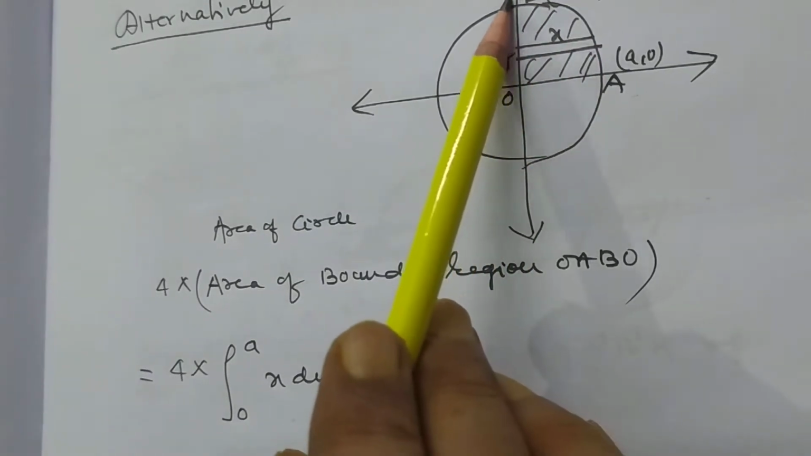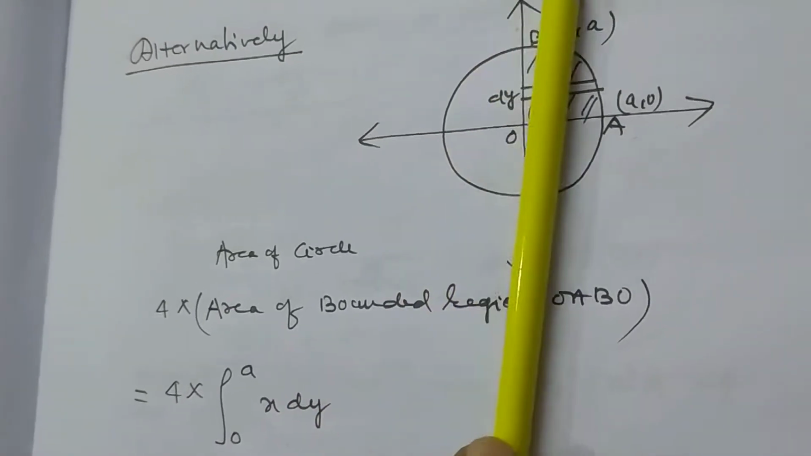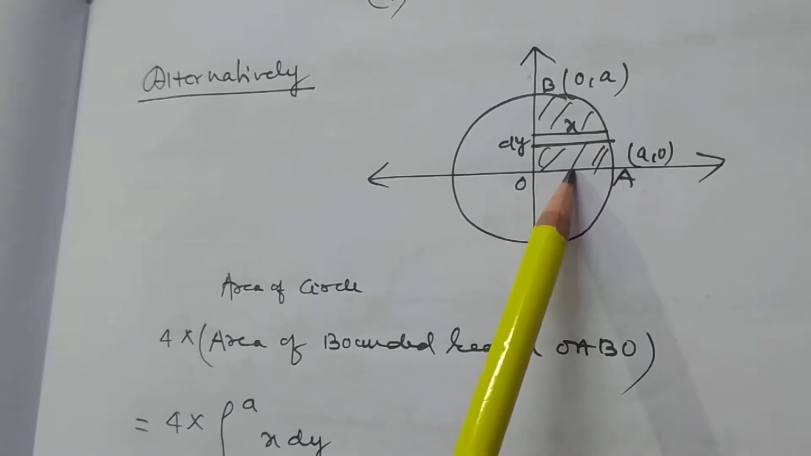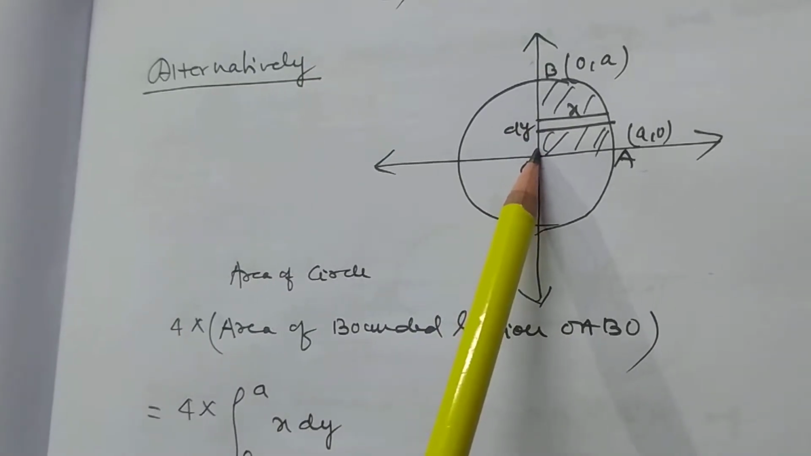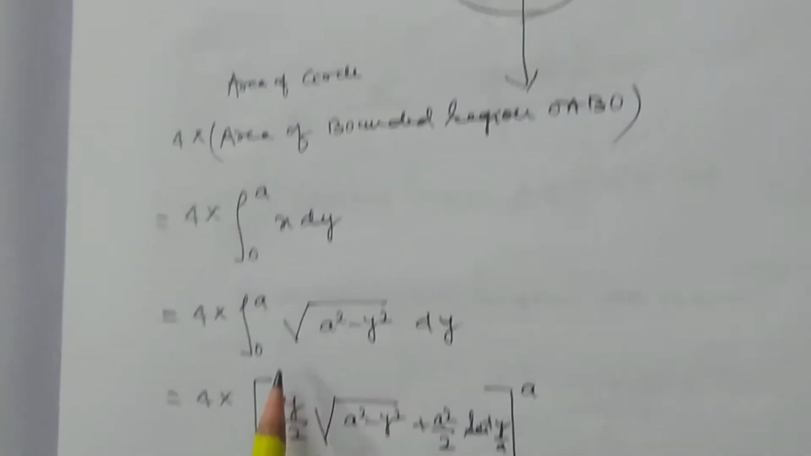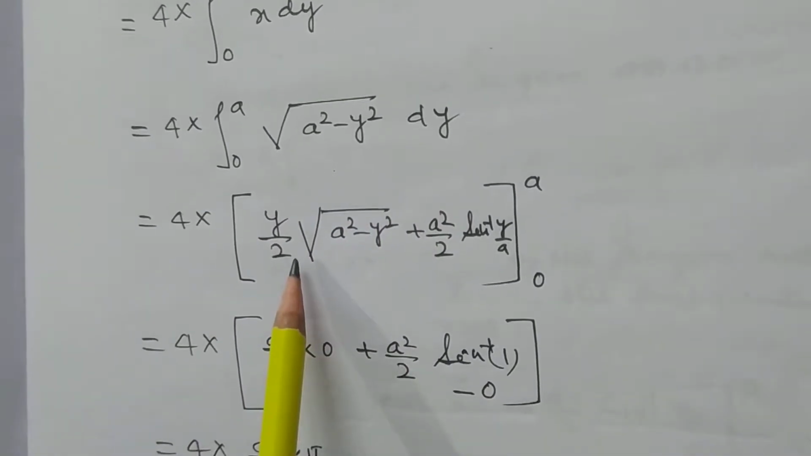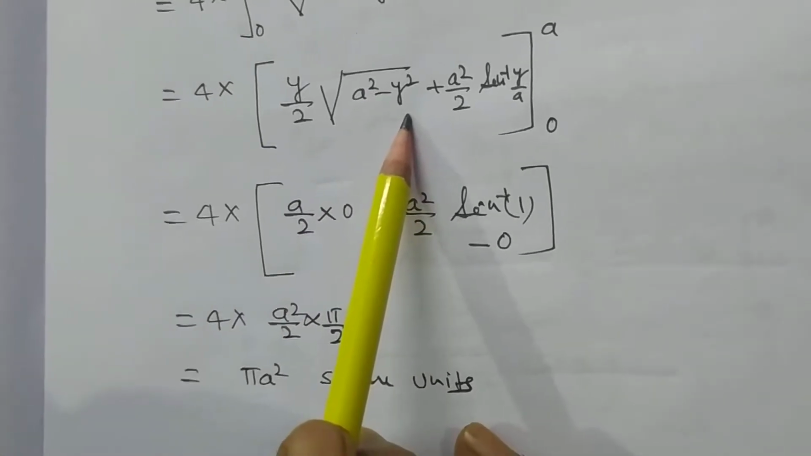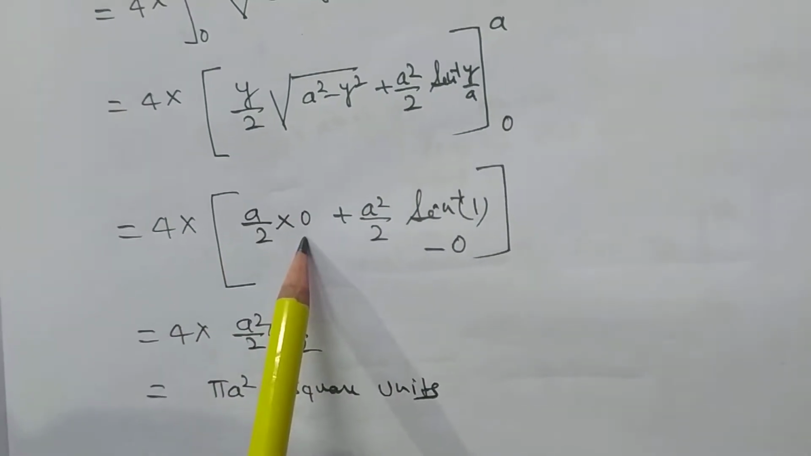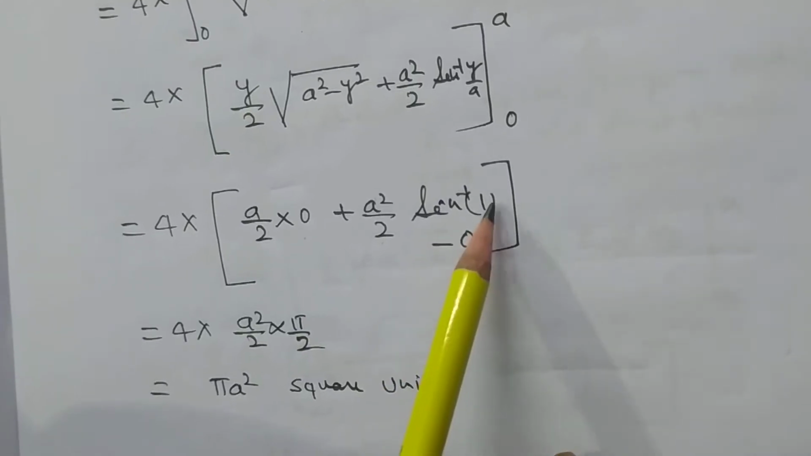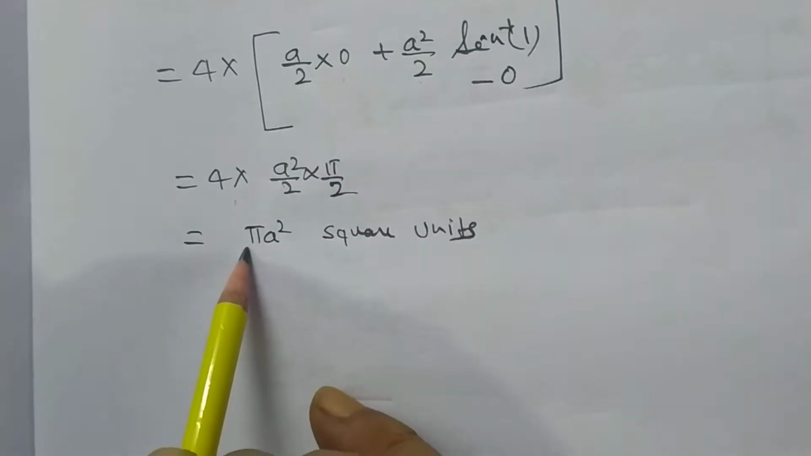So if the orientation of this figure is in this form, this figure is formed by the displacement of this strip on the y-axis also. So now you can write 4 into the integral from 0 to a of root over a square minus y square dy. That is y by 2 root over a square minus y square plus a square by 2 sin inverse y by a, and 4 into a by 2 into 0 plus a square by 2 sin inverse 1 minus 0. So 4 into a square by 2 into pi by 2, that is pi a square units.